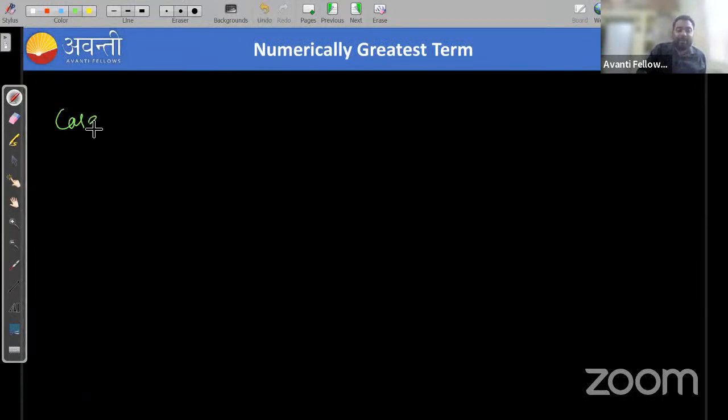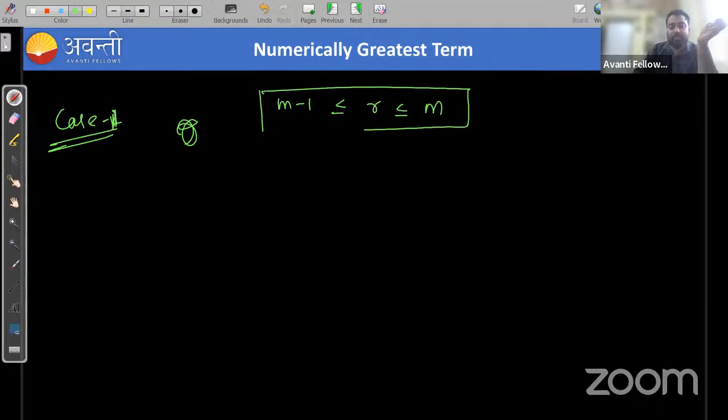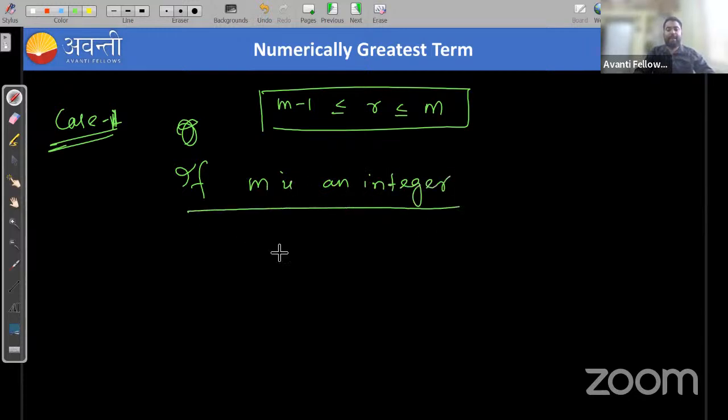Okay, now the important thing is that here also two cases are arising. First case: what is the conclusion we got? Actually we got the conclusion as m minus 1 is less than or equal to r is less than or equal to m. So this is the result we got, right? So what is case 1? If m is an integer, what will happen? Suppose I am taking, for example, m is equal to 4. Okay, so m is equal to 4.